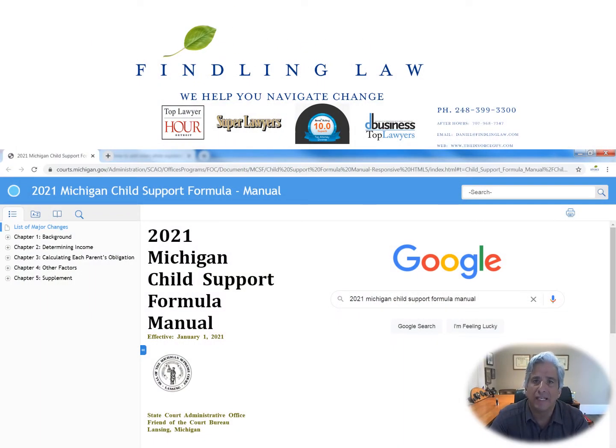Determining income isn't always easy. In fact, sometimes it's hard. The 2021 Michigan Child Support Formula Manual gives us some tools that we can look at and evaluate in how to determine income for child support purposes. Many of these same tools can be used in determining income for alimony. Don't worry, you don't have to have the manual in front of you. But if you want it, you can simply Google search 2021 Michigan Child Support Formula Manual, and you can look at it while I'm going through this webinar.